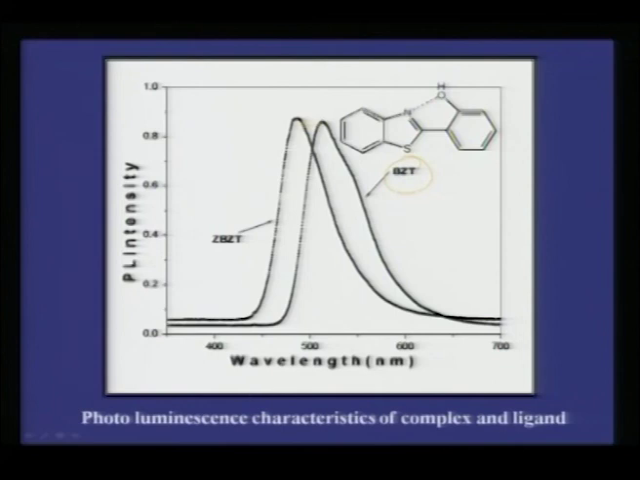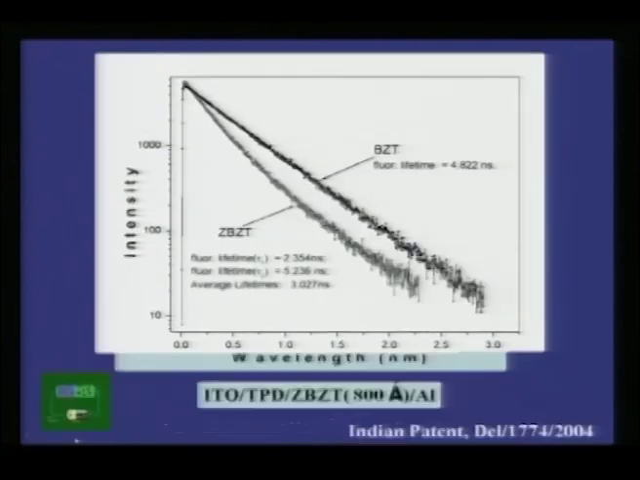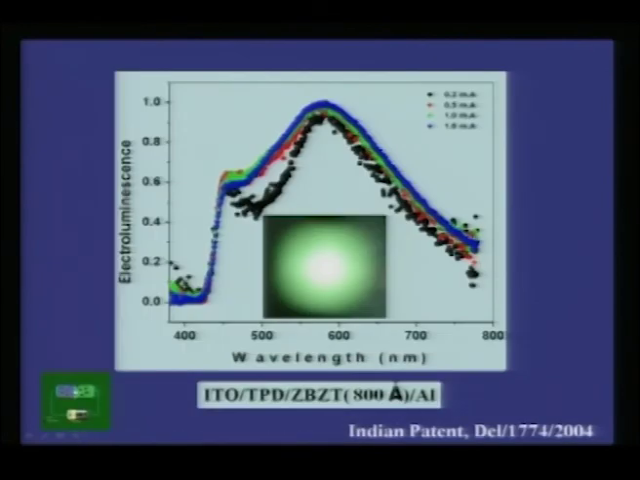Nevertheless, the nature or the characteristics of your PL remains nearly the same, which means it is dominated by ligand. Therefore, it is ligand to metal charge transfer which is happening in ZBZT, and this is typically the curve. I want you to retain this in your memory because I am going to show you how the EL will look like, and typically an EL device looks like this.